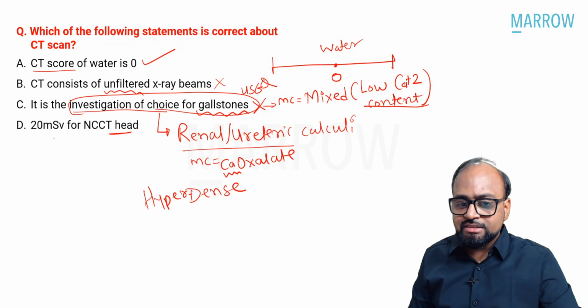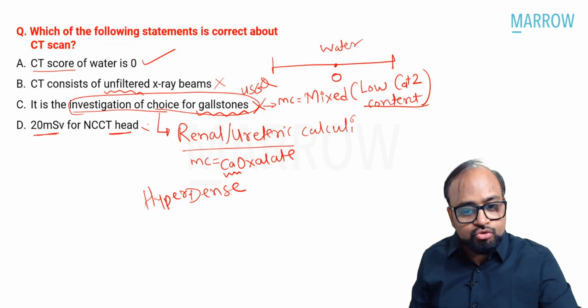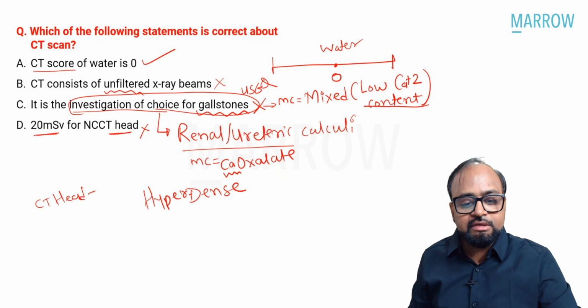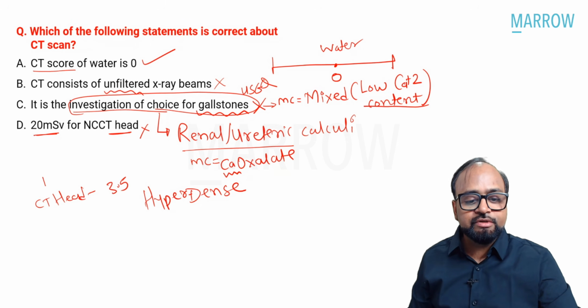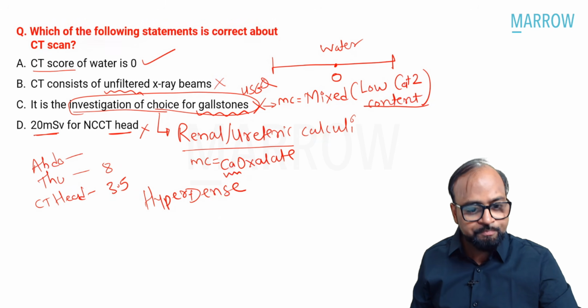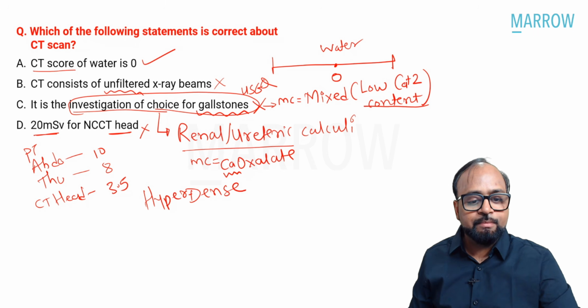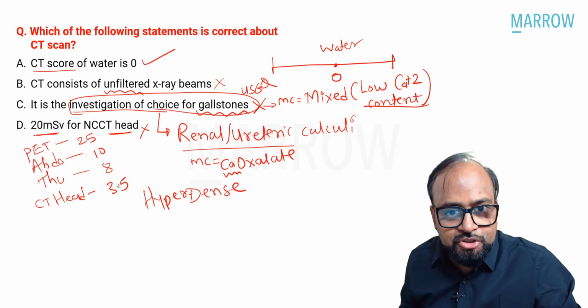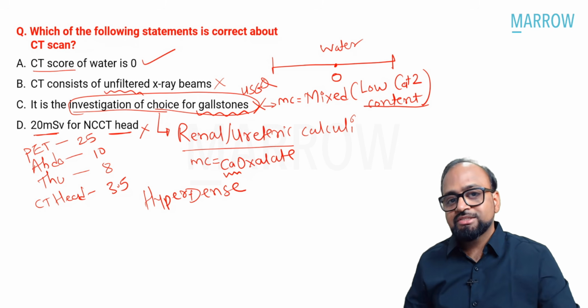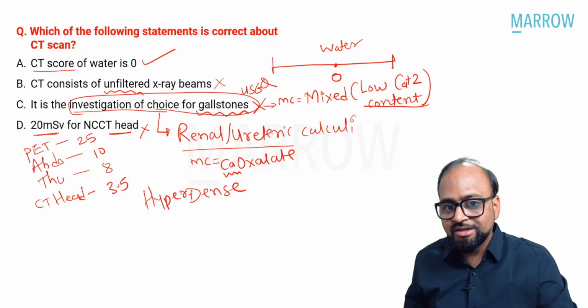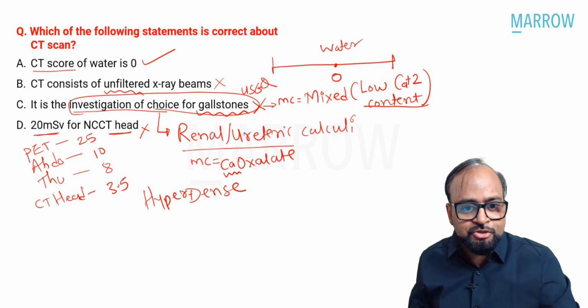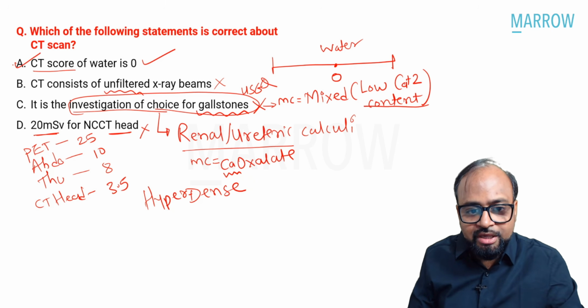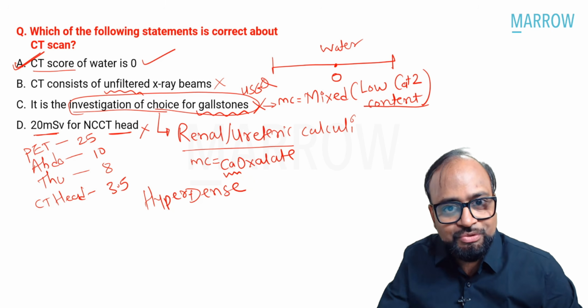Non-contrast CT head has an exposure of 20 millisieverts is also wrong. Do you remember? We discussed CT head is 3.5 millisieverts, CT thorax is 8 millisieverts, CT abdomen is 10 millisieverts, and PET scan or PET CT is 25. So if you look at all the options carefully, we have studied CT scan and X-ray exposure basics in detail here. We have seen many concepts, and the answer here therefore is going to be A. CT score of water is 0.